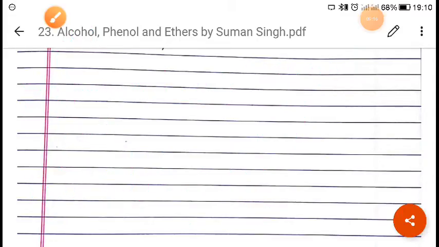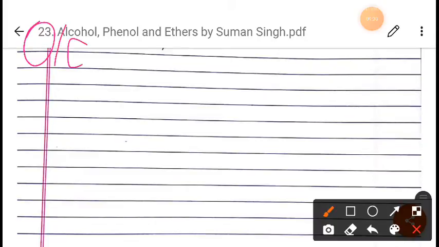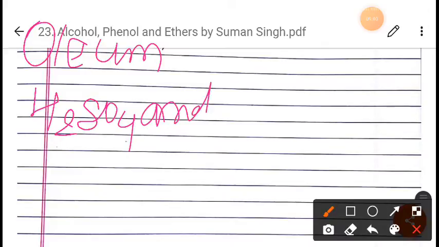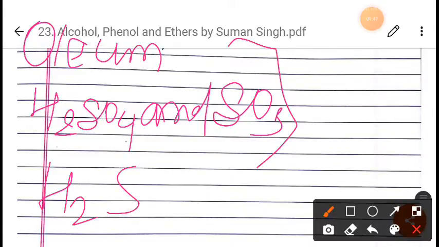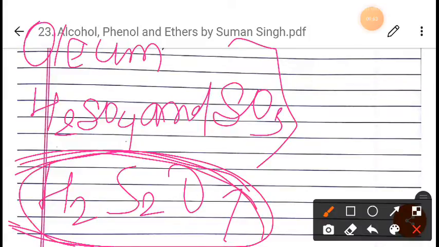Now the next process is from benzene sulfonic acid. When we talk about benzene sulfonic acid, here we are using oleum. So oleum is what? It is a mixture of H2SO4 and SO3, which will form H2S2O7. So we are using this oleum. This one is oleum.